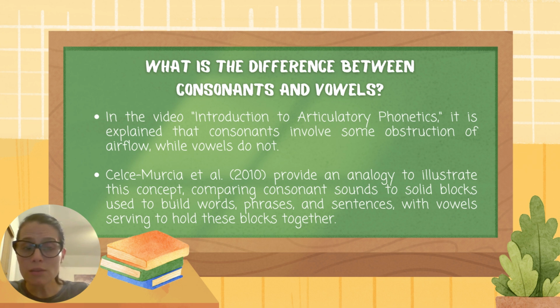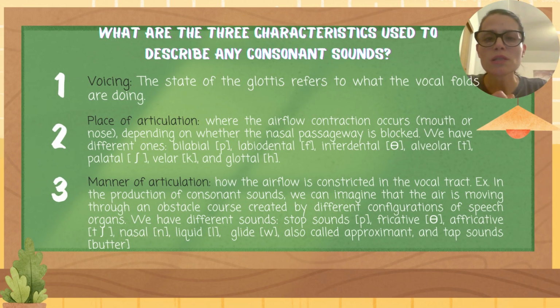So the consonant sounds are the ones that construct the words, phrases, and sentences, and the vowels just hold them together. I think it is a really good analogy and in some way explains the difference between consonants and vowels as well. Okay, so the next question is, what are the three characteristics used to describe any consonant sounds?